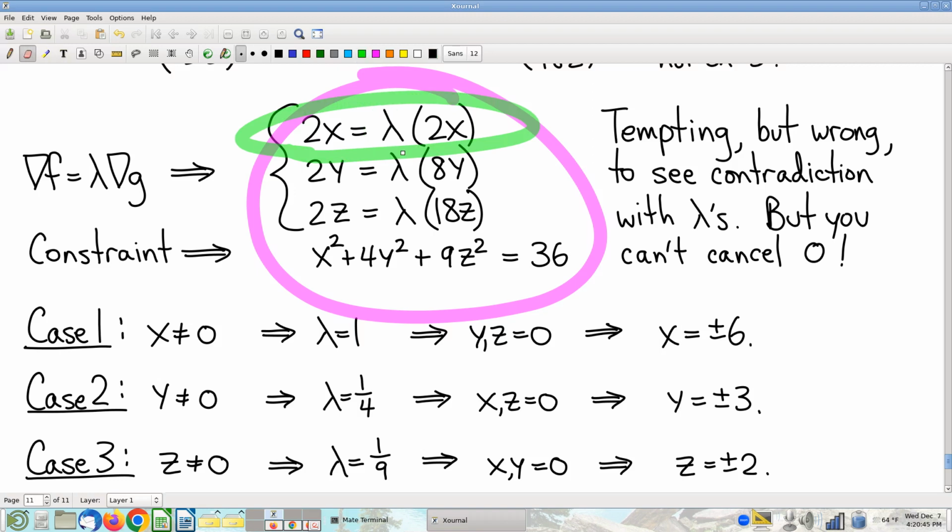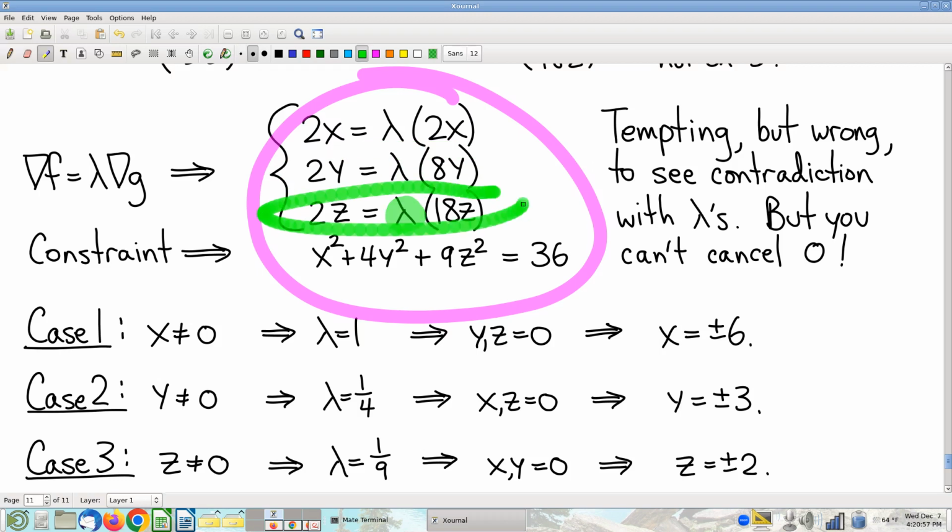But here's the thing. Lambda's got to be 1/4 in that equation, doesn't it? Well, lambda can't be 1/4 and 1 at the same time. And furthermore, it can't be the 1/9 that it would have to be to make this equation happy. How could lambda be all 3 of these things? No solutions, no critical points. Lots of students would be tempted to write that down, and it's all wrong.